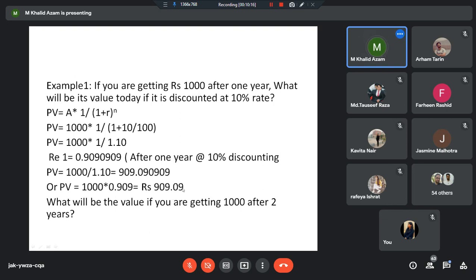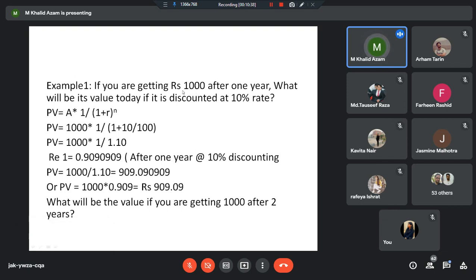We have got only 909 rupees. In terms of value, you are getting 1000, there is no doubt about it. But when you compare it with the investment you made at the beginning of the year, you will say that I have invested 1000 and I am getting a value of 909. What will your decision be? You will say that no, this is not good, and I am not going to consider this investment.